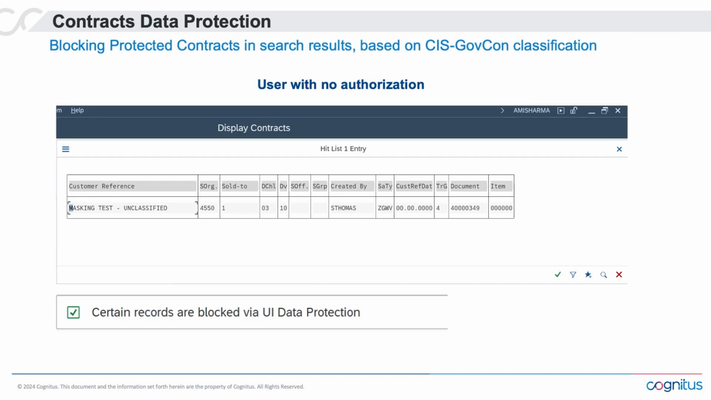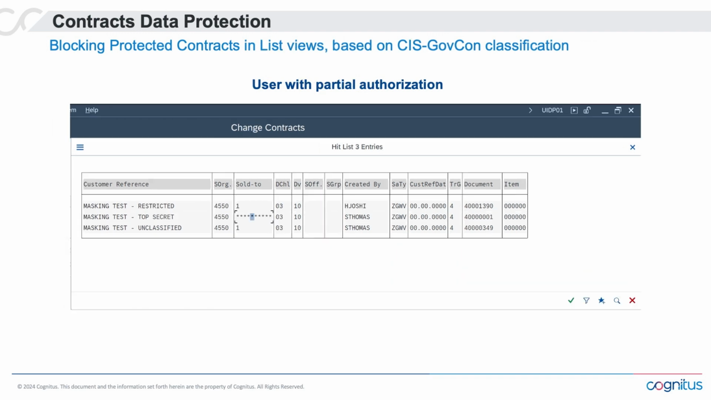On the next slide, we can see that a user with no authorization is only able to see non-sensitive contracts during a search in the sales contract application, while a user with partial authorization can see non-sensitive and sensitive contracts during a search in the application. Also note that sold to information is masked for this user for the second contract, as they do not have sufficient authorization to view partner information on that document.